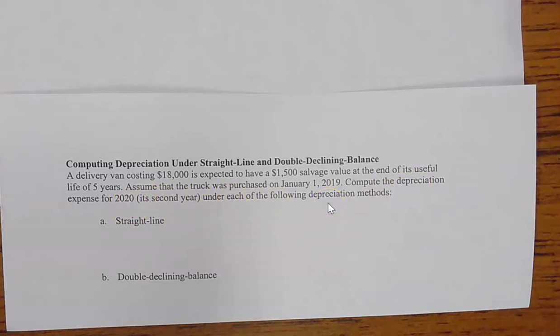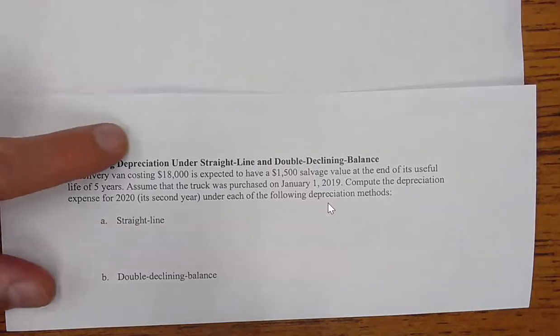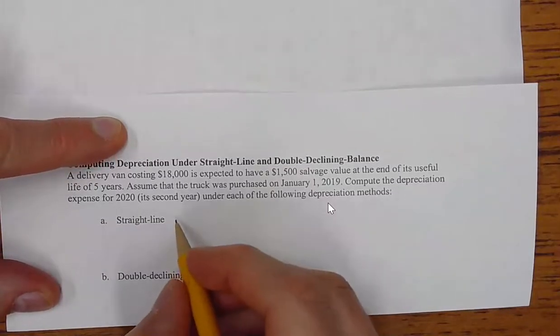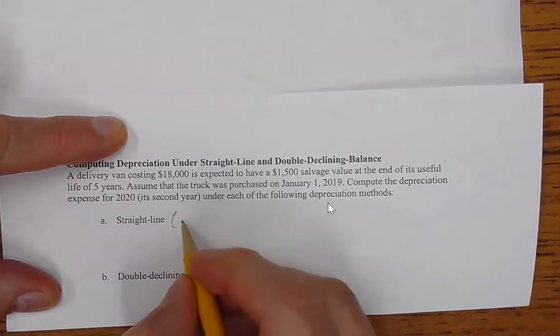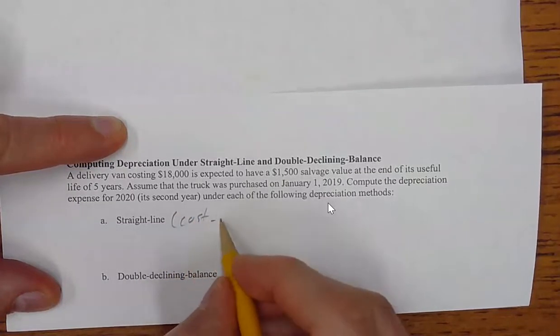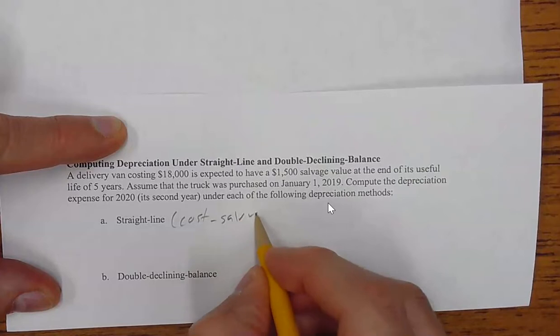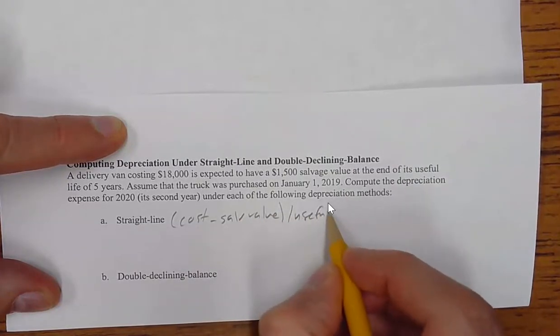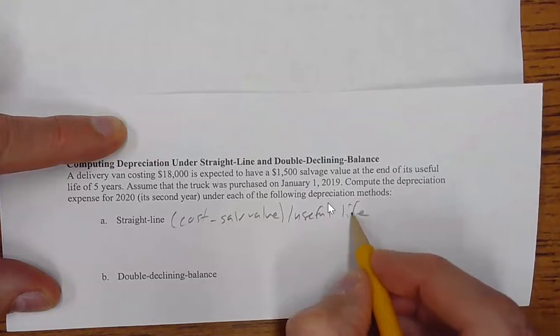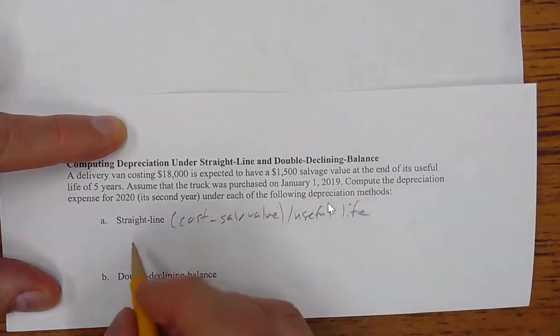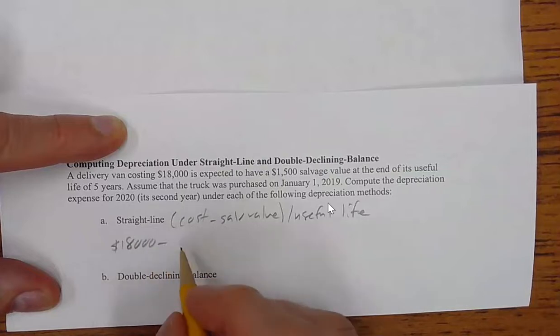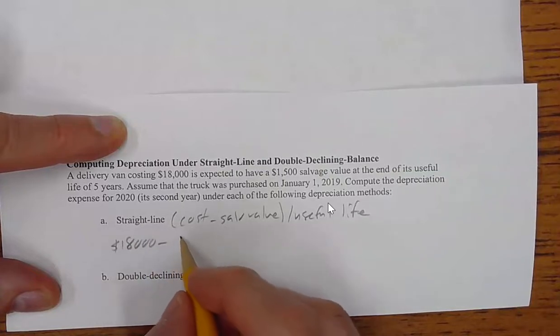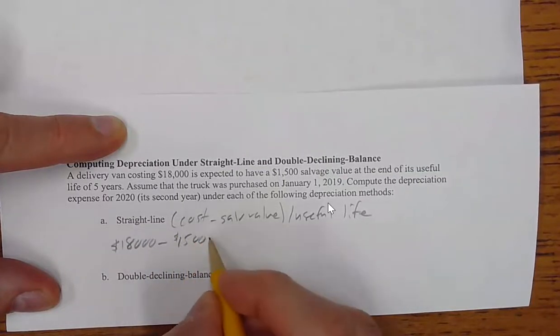Well, that's fine. We can certainly do that. So let's see here now. Let's go ahead and get ourselves a formula here, right? So for straight line, we're going to take the cost minus the salvage value, and we're going to divide that by useful life. All right, so we just take $18,000, and the first thing that we're going to do is subtract that $1,500 salvage value.